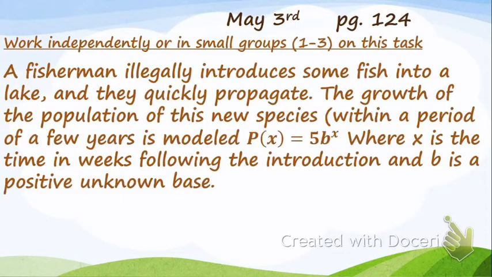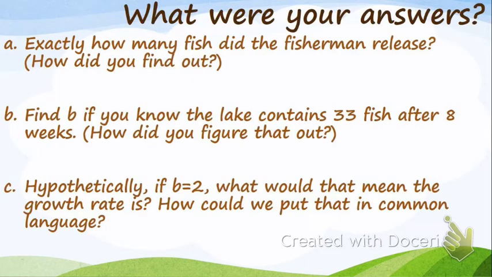Okay, I want to go ahead and wrap this up with our last couple minutes. So this fisherman illegally introduced the fish into the lake. They quickly propagated, yay, invasive species. And we have this formula that describes the growth. P of X, or the population based on the weeks, that's what that notation means, is equal to 5 times B to the power of X. All right, so I'm going to write that down over here. The population in X weeks is equal to 5 times, we don't know our base, to the power of X.